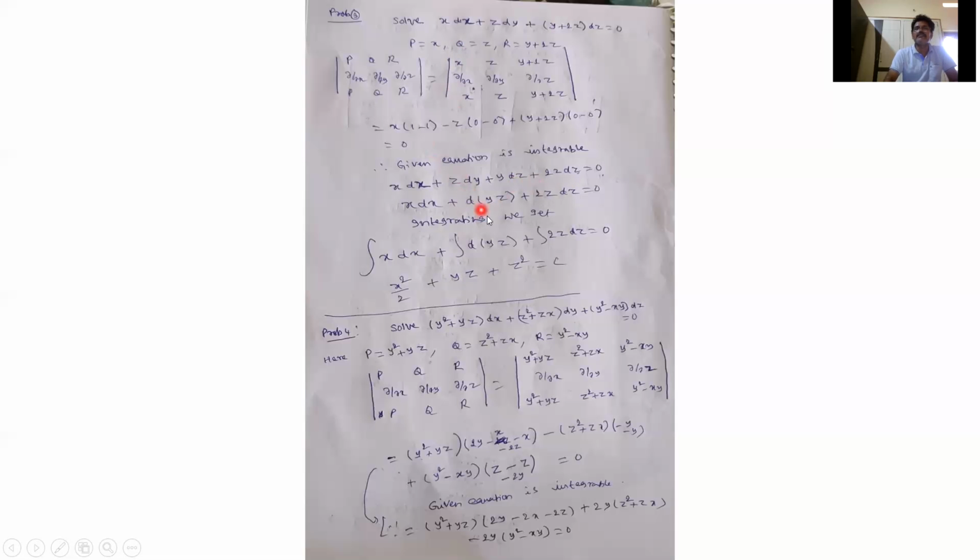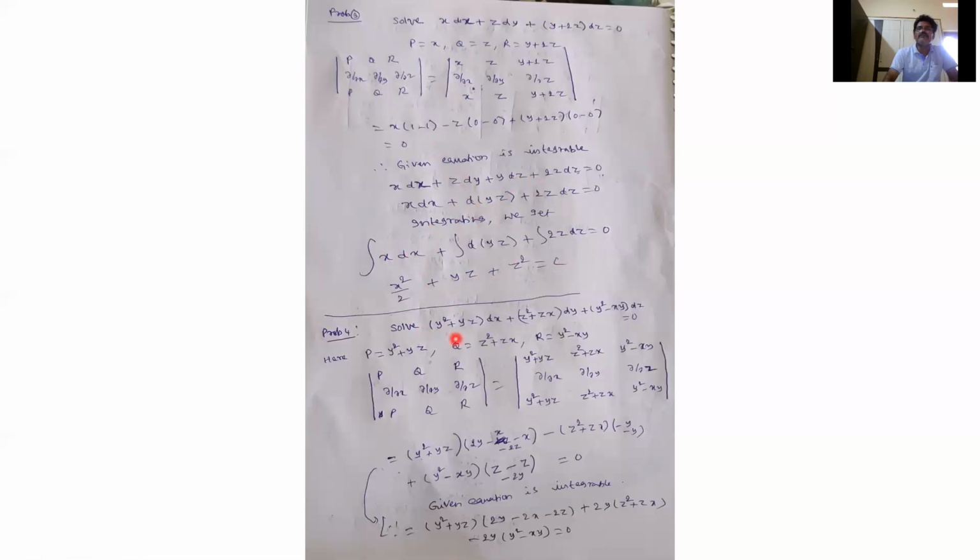This can be written as the derivative of yz, plus 2z dz. So integrating, you get x square by 2 plus yz, the integral of 2z is z square, equal to a constant, and you get the solution. See another problem.